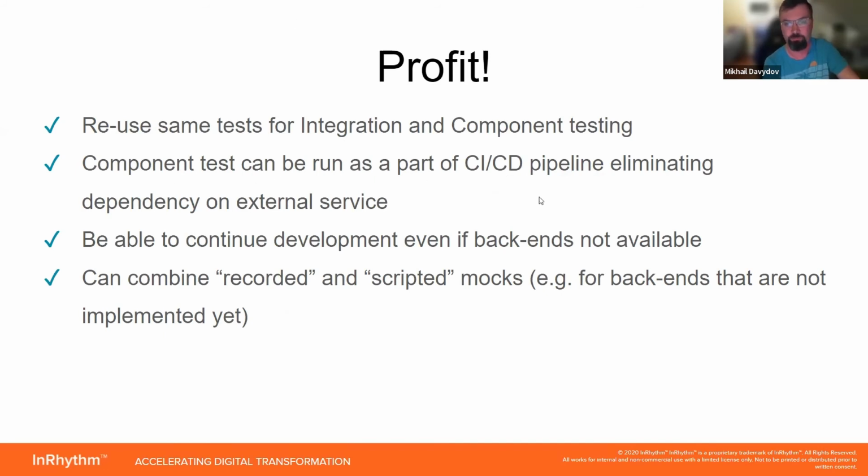Those component tests can be run as a part of the CI/CD pipeline, so that you don't have a dependence on external services, and those tests are not flaky. You will be able to continue development if something happens with a backend, which frankly happens quite a lot. And finally, you don't have to use those recorded mocks. You can create your own mocks manually, as I already mentioned. WireMock is extremely flexible and allows you to do really complex and really robust stub mappings that are really universal, that you can use in addition to your recorded mocks.